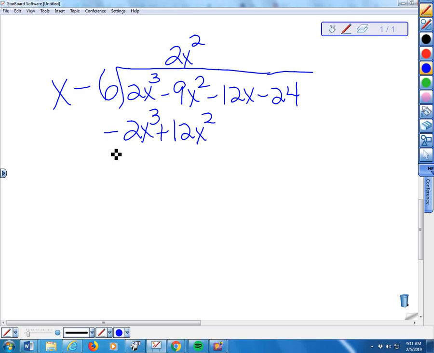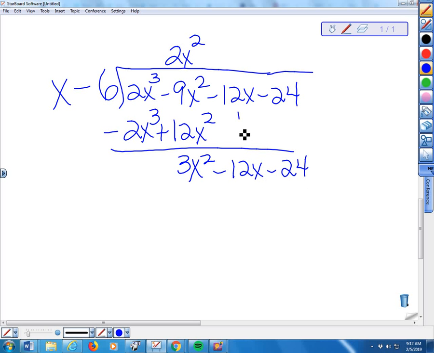It's really important. The way you know you've forgotten it is if when you add these two together, you don't get 0. Because that's the purpose. 0. Negative 9x squared plus 12x squared. And then bring down my other terms. Bring these straight down.